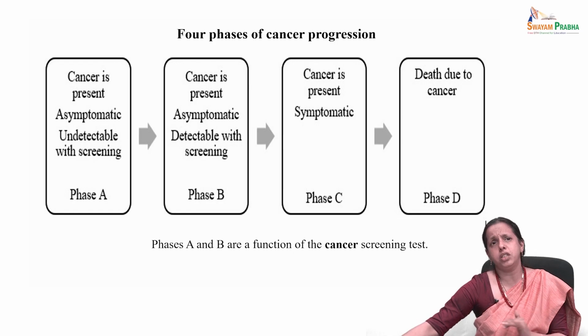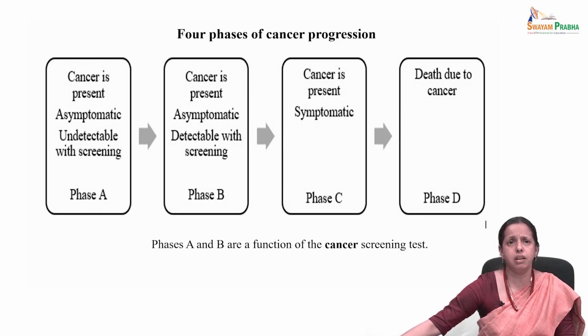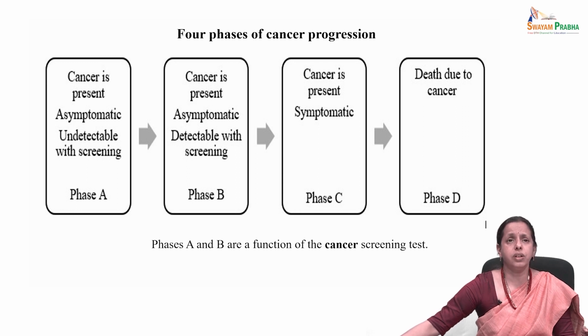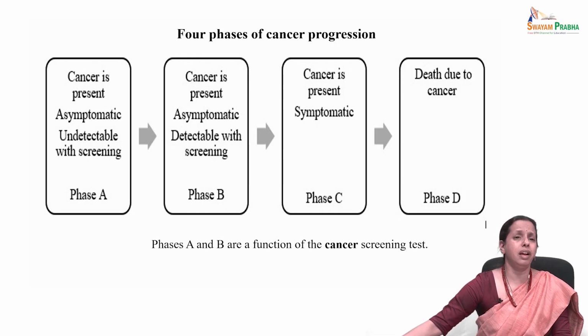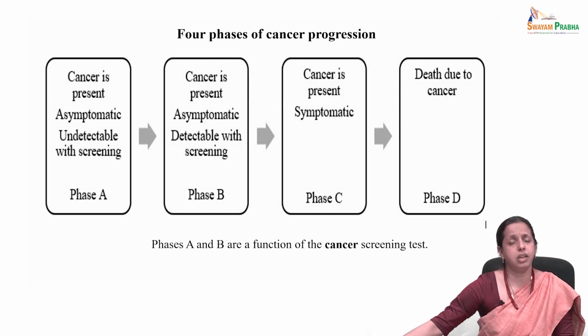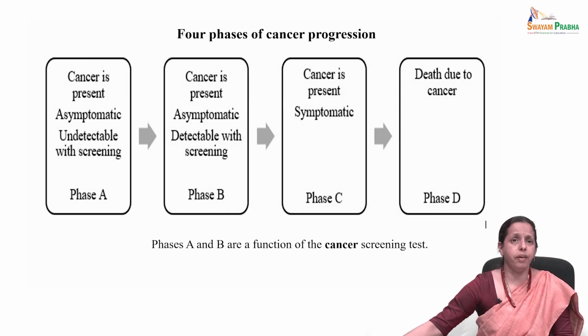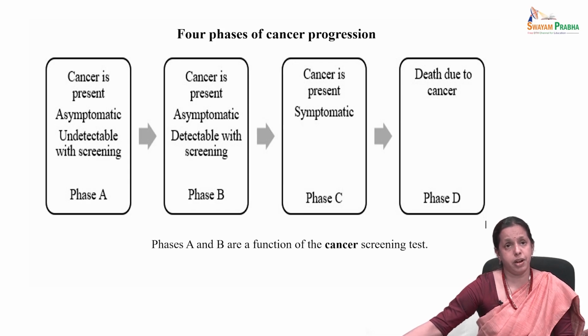Now, at a very basic level of representation, here are your 4 phases of cancer progression. First, in phase A, the cancer is present but the patient is totally asymptomatic and it is not detectable with your regular screening technologies or tools available. When you come to phase B, the cancer is still present and the patient is still asymptomatic, but it could be detected with screening. Now, coming to phase C, here the cancer is symptomatic.